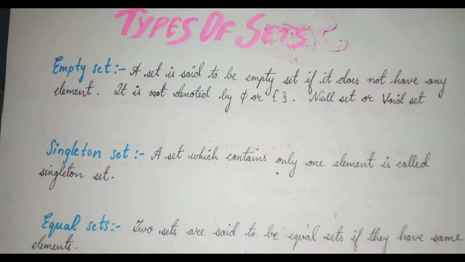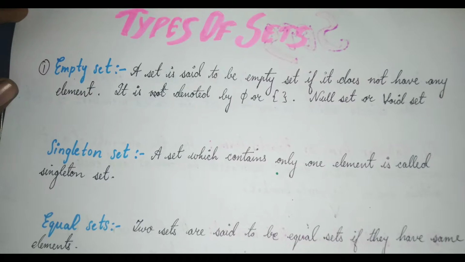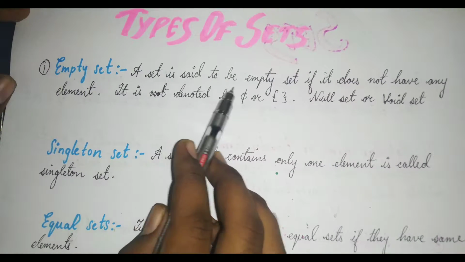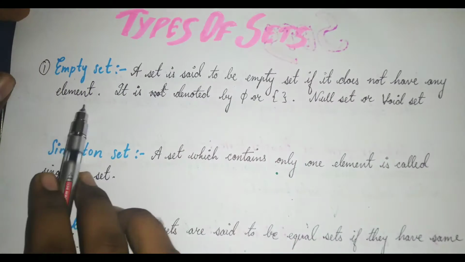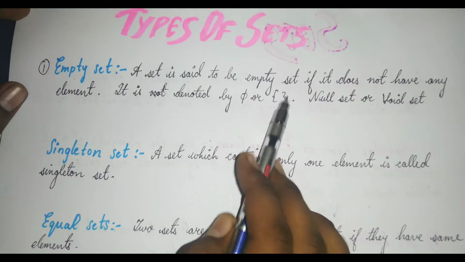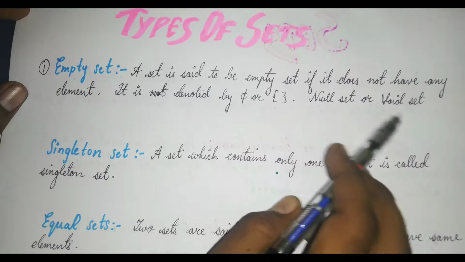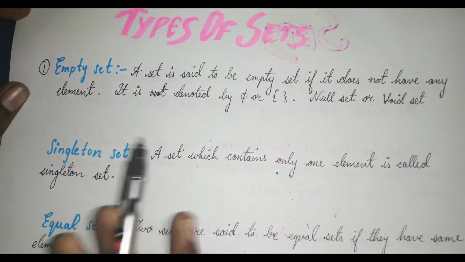Hello guys, in this video we are going to discuss types of sets. We are starting with the first type, that is the empty set. A set is said to be an empty set if it does not have any element. It is denoted by phi or by empty curly brackets. It is also called the null set or void set. So you have to understand that an empty set is a set which does not have any element in it.